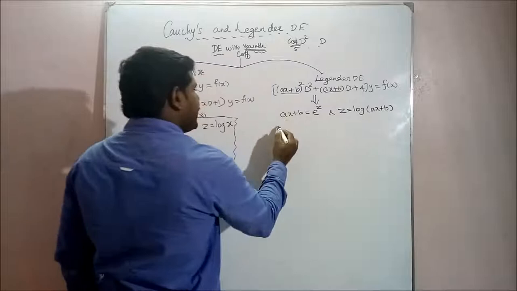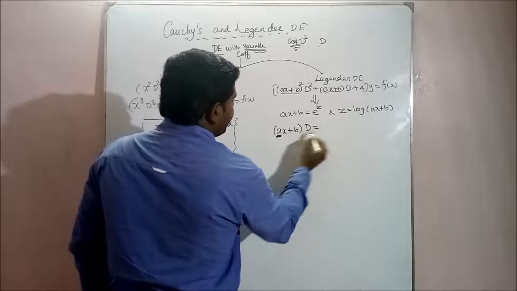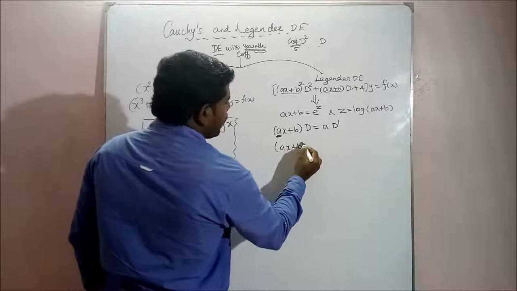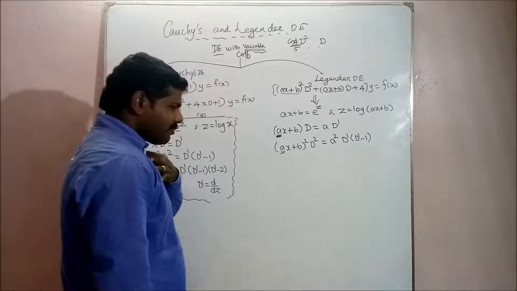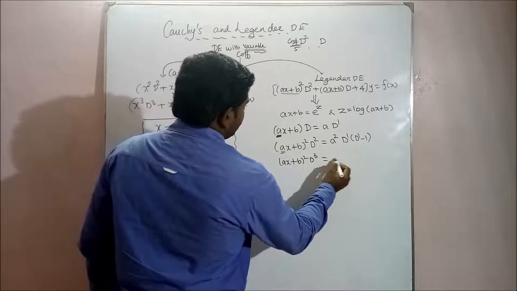Then, where ax plus b into d appears, the coefficient of x, a, into d dash, is very important. So ax plus b the whole square into d square is equal to a square into d dash into d dash minus 1. Similarly, ax plus b the whole cube into d cube is a cube into d dash into d dash minus 1 into d dash minus 2, and so on.